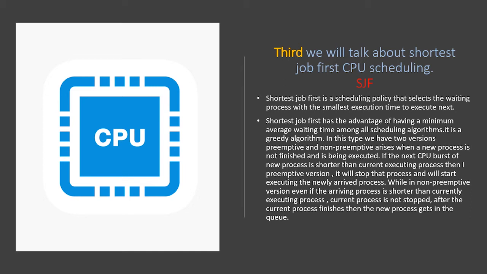The choice of preemptive and non-preemptive arises when a new process arrives at the ready queue and a previous process is not finished and is being executed. If the next CPU burst of the new process is shorter than the current executing process, then in the preemptive version, it will stop that process and start executing the newly arrived process. While in the non-preemptive version, even if the arriving process is shorter than the currently executing process, the current process is not stopped. After the current process finishes, then the new process gets in the queue. This is the key difference between preemptive and non-preemptive versions of shortest job first.